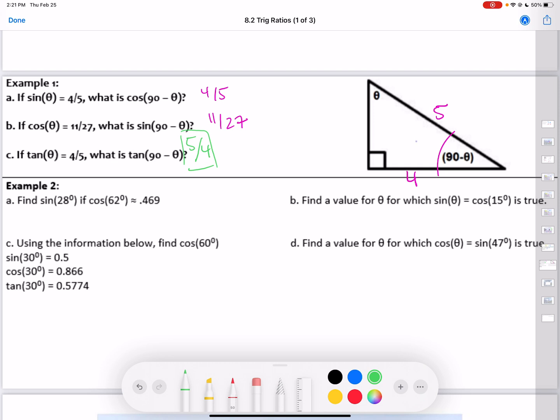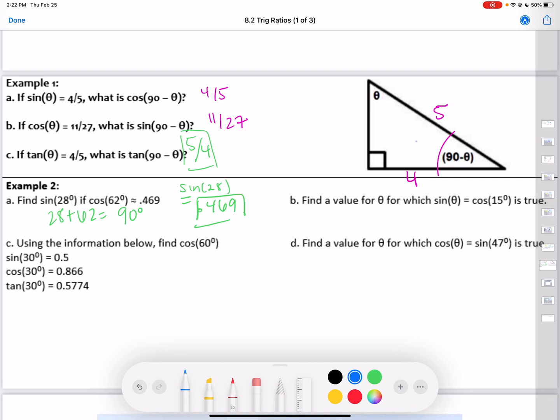And it says, for example 2, find the sine of 28 if the cosine of 62 is 0.469. So you'll notice that if I take 28 plus 62, that gives me 90 degrees. Since those two angles are complementary, that means if I have one sine and one cosine, those two values are the same, so the sine of 28 will also be 0.469. Same ratio. So even though this time it's written as a decimal, it's still going to be a ratio. It's going to be a proportion.